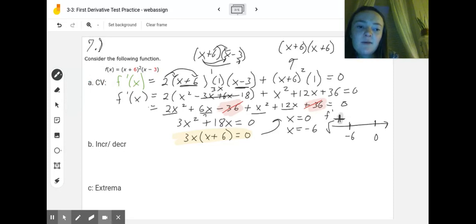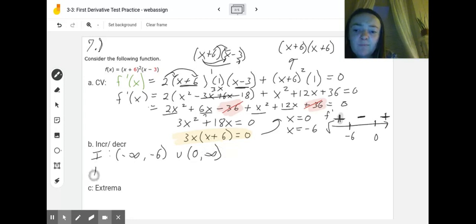If I plug in a number between negative 6 and 0, like negative 1, 3 times negative 1 is negative 3. Negative 1 plus 6 is a positive number. Negative times a positive is a negative. If I plug in a really, really big number, that's going to yield a positive. So to answer increasing, decreasing, my function is increasing from negative infinity to negative 6, and it's increasing from 0 to infinity. And I'm just grabbing that from the number line. It's decreasing from negative 6 to 0.